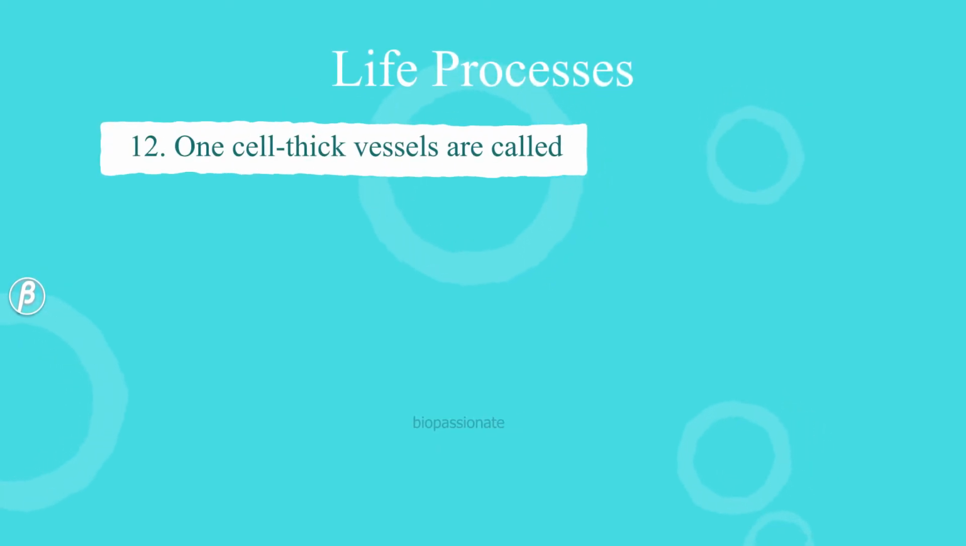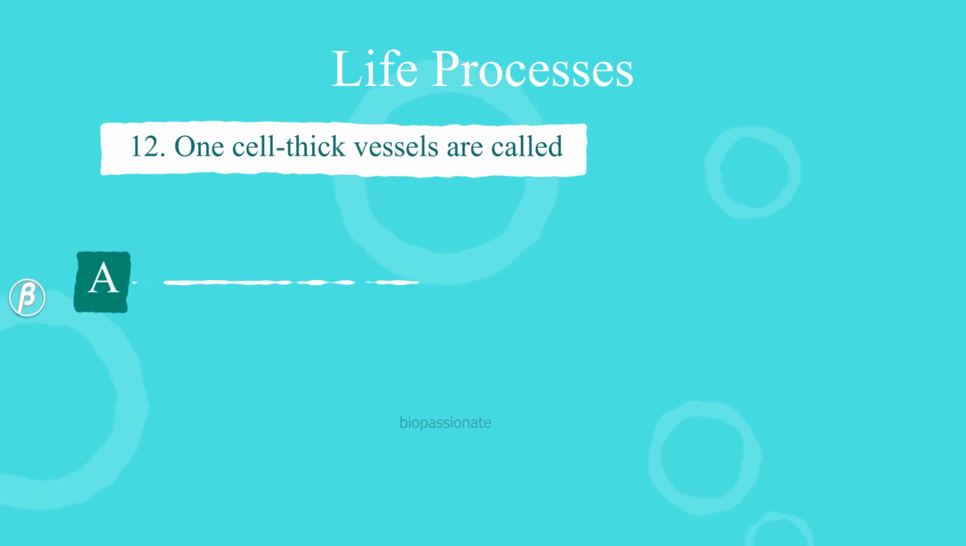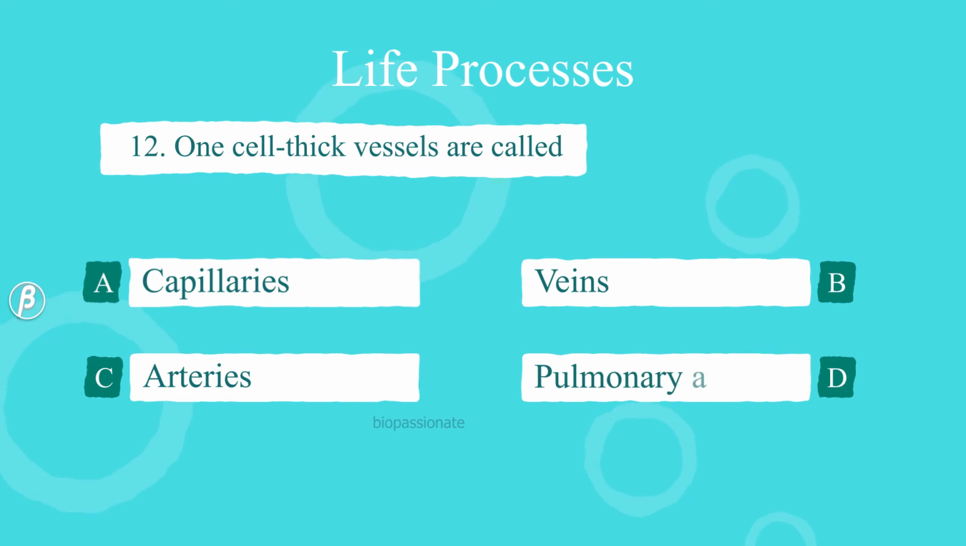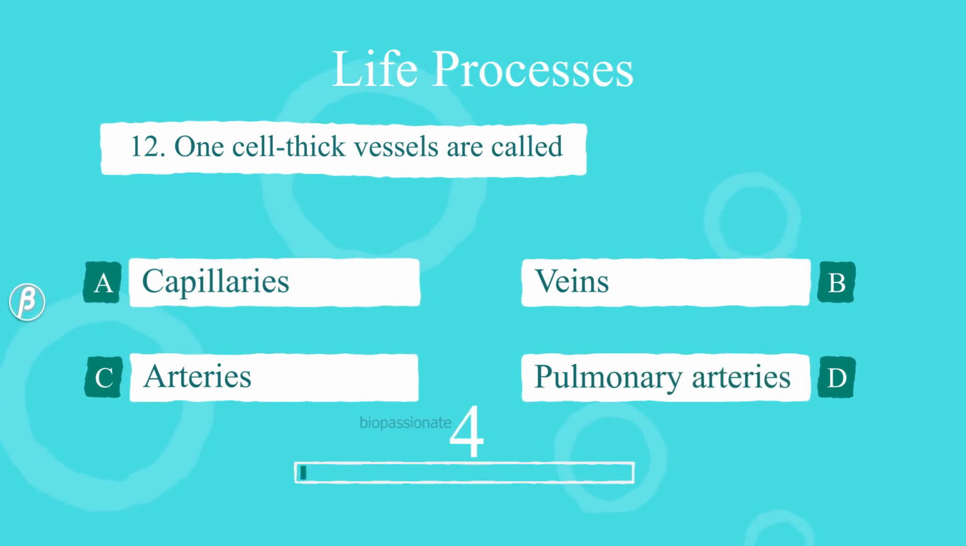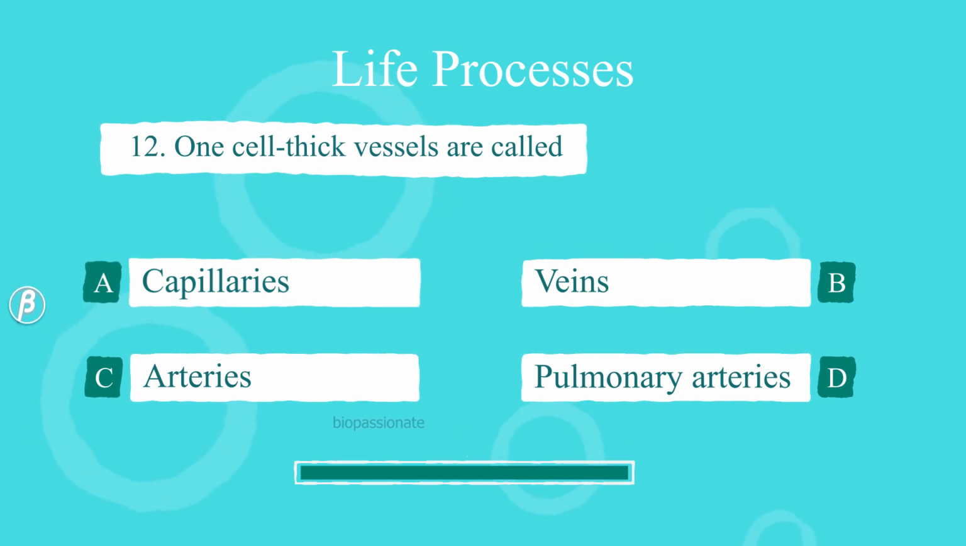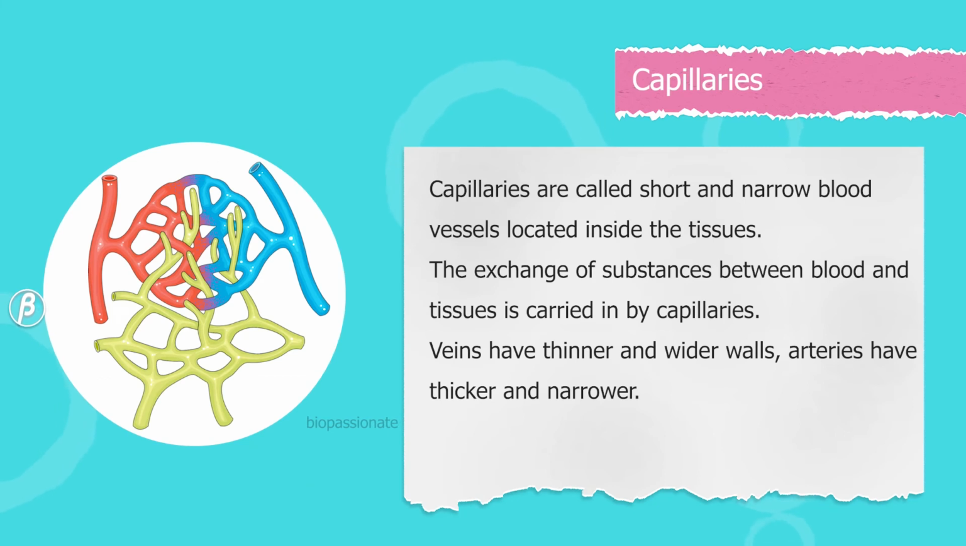One-cell thick vessels are called capillaries, veins, arteries, pulmonary arteries. Capillaries. Capillaries are short and narrow blood vessels located inside the tissues. The exchange of substances between blood and tissues is carried out by capillaries. Veins have thinner and wider walls. Arteries have thicker and narrower walls.